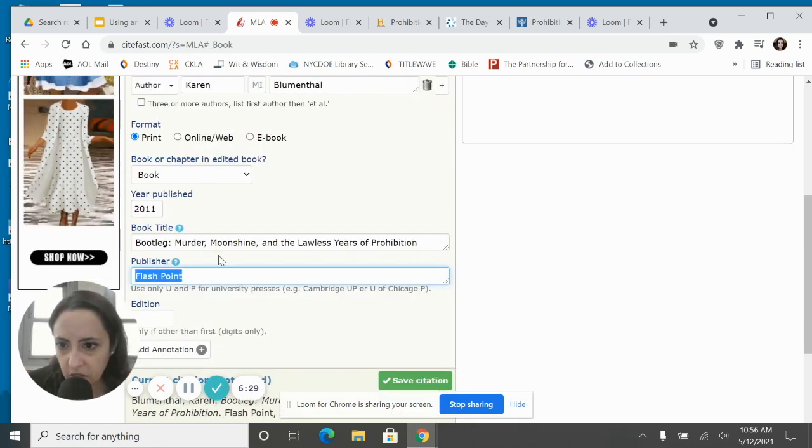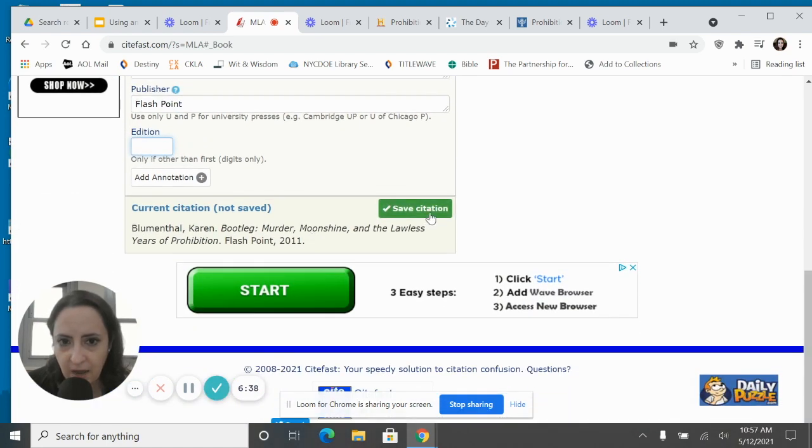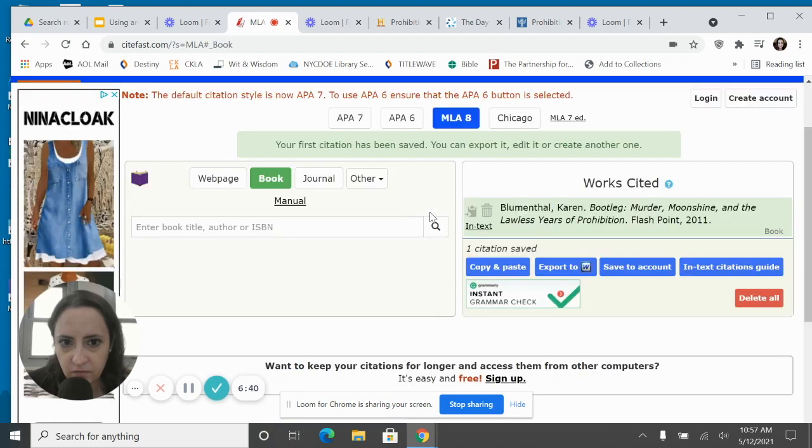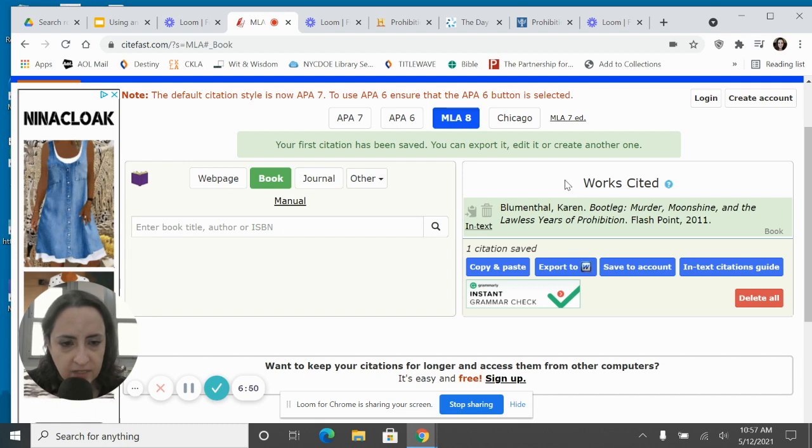Okay, so my title is correct. My publisher is correct. I'm not adding an annotation. And now over here, I can click Save Citation. And now it got moved over here. Let me move my mouse arrow over here so you can see. So right here, this has added it to my clipboard. So now I'm going to move on to my next source of information on this topic.